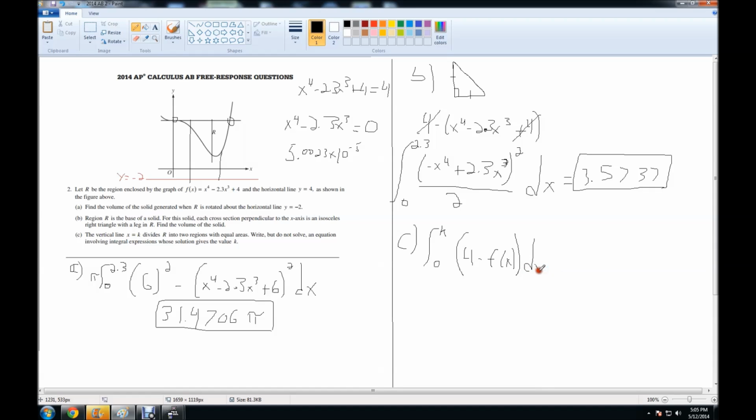dx, because remember, it's just area. So I didn't even need those parentheses, but I'll leave it, is equal to 1/2 times the integral from 0 to 2.3 of 4 minus f of x dx. And just to make sense with our answer, with our other problem, yeah. So this is the answer to part C. And again, there's another answer to it, but I personally prefer this way.